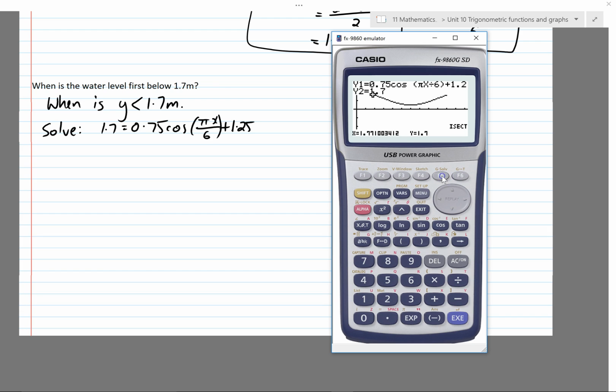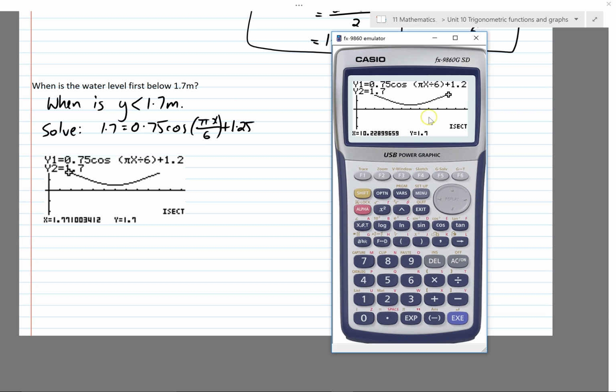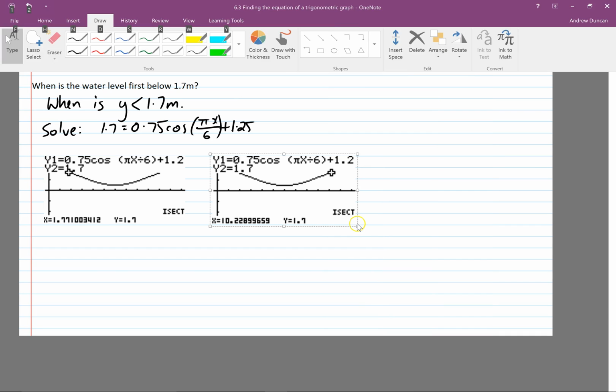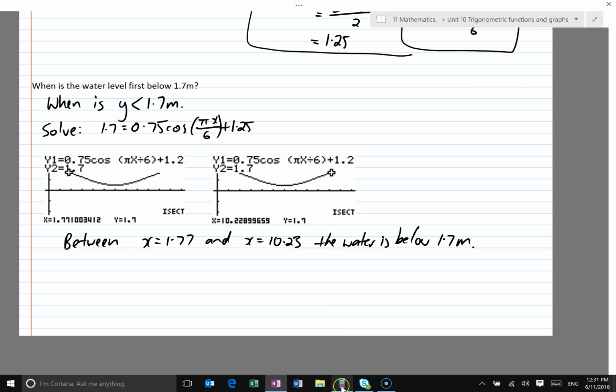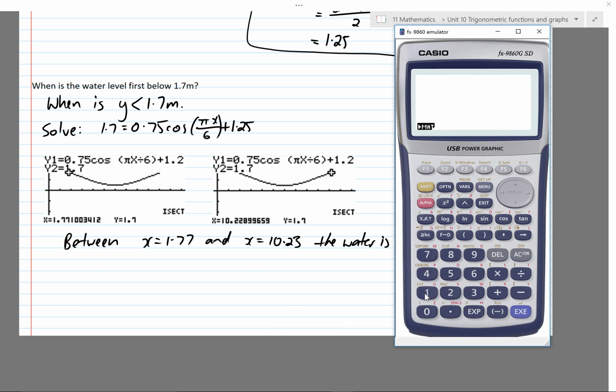So I'll G-Solve intersect. There's one intersection. Press the right arrow and I'll get another intersection point. Through my use of technology, I can see that between x equals 1.77 and x equals 10.23, the water is below 1.7 meters. That's all well and good, but what does that mean to a person that hasn't seen this graph? It means that it's going to be below 1.7 meters.